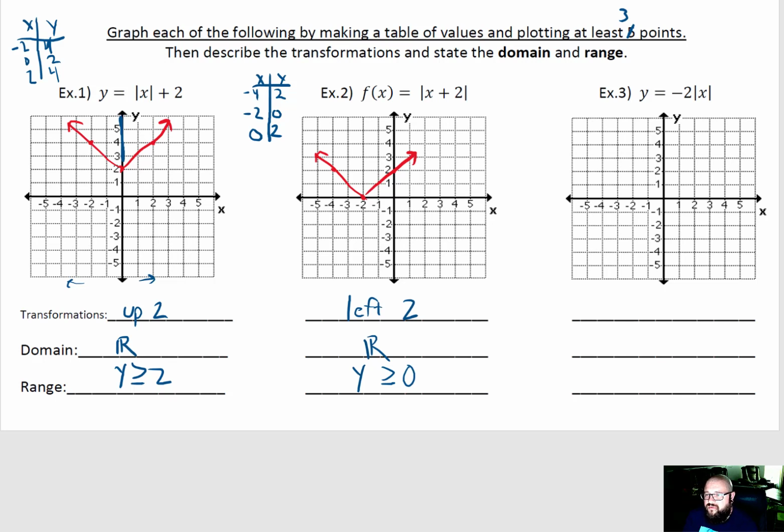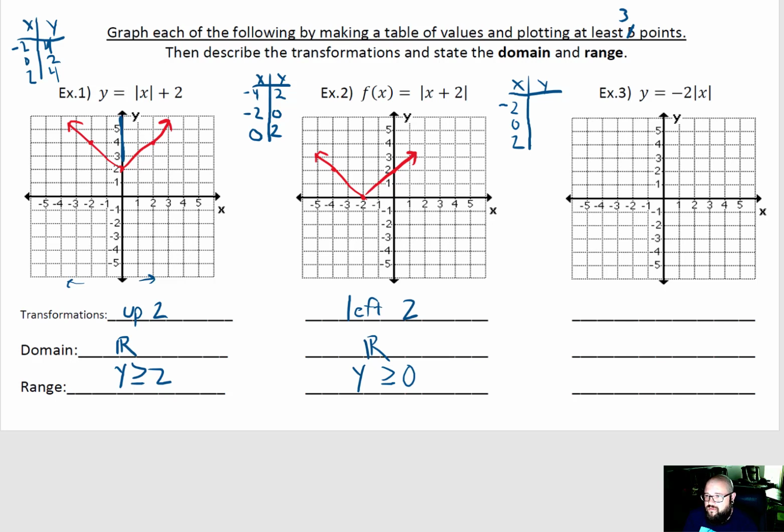On this third example, let's say we have y equals -2 times the absolute value of x. In this case, we should be able to use the same points that we did on our first example here to get an overall example of how this should play out, because our vertex should still be at 0, 0. We'll go -2, 0, and 2.